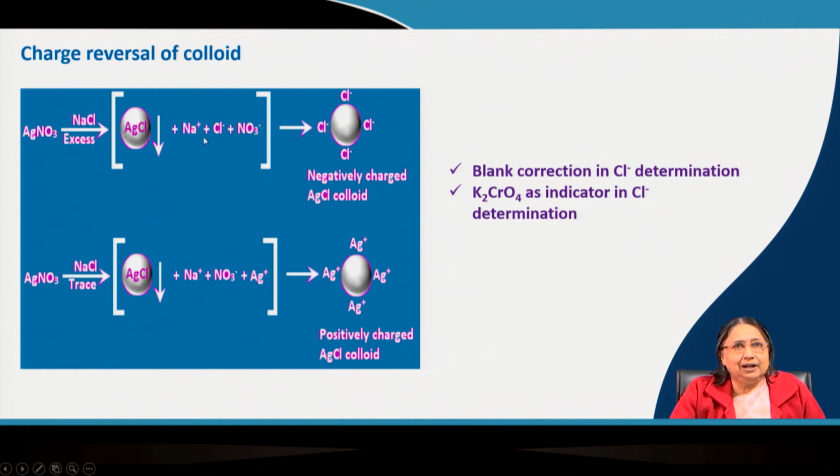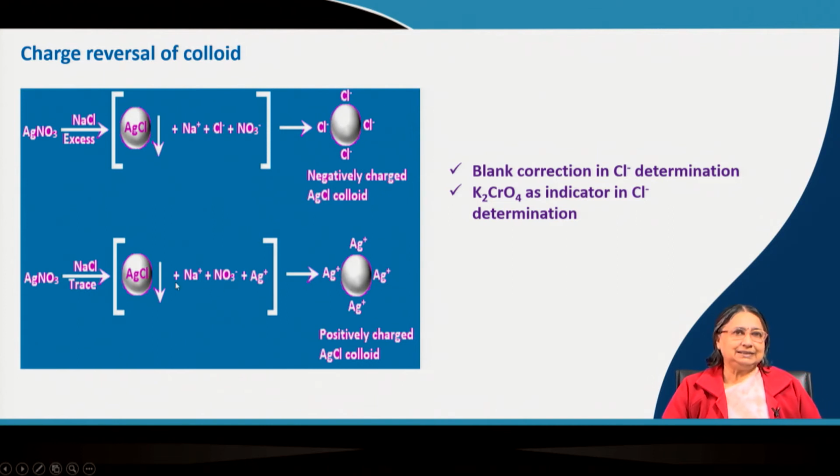There is no silver ion because you have taken less amount of silver nitrate compared to sodium chloride. So, all silver ion is precipitated as silver chloride, but you have excess chloride. So, neither nitrate will adsorb onto it nor sodium plus, but chloride ion will, because it is a family member of this one. So, it will adsorb and it will form a negatively charged colloid. It is a colloid, but it is stabilized by negative charge adsorption.